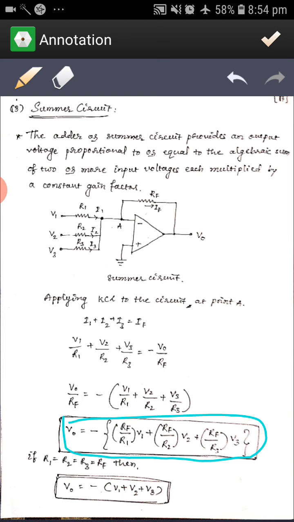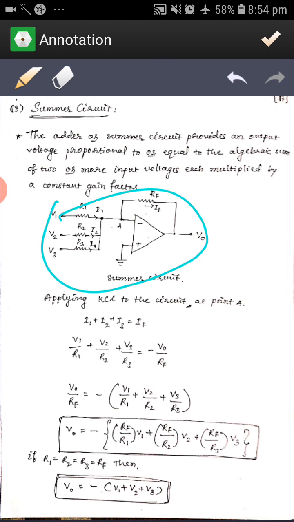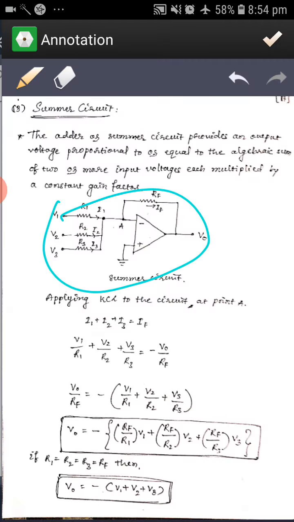Suppose all the resistors are equal, meaning all the input resistances and the feedback resistance are equal, then we can directly add the input voltages. V0 is equal to minus (V1 plus V2 plus V3). The output is negative because we are connected to the inverting terminal. So this is how the op amp acts as a summer circuit.